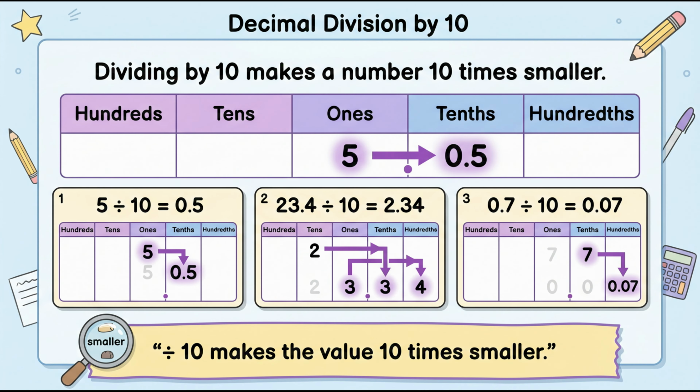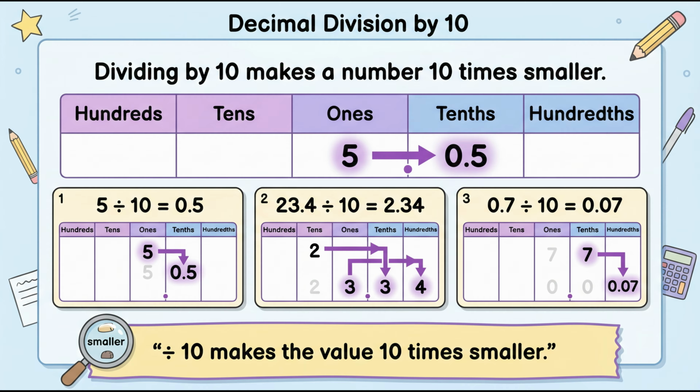Decimal division by 10. Dividing by 10 makes a number 10 times smaller. Each digit moves to a place with 10 times less value. Ones become tenths. Tenths become hundredths. Hundreds become tens. For example, 5 divided by 10 equals 0.5.